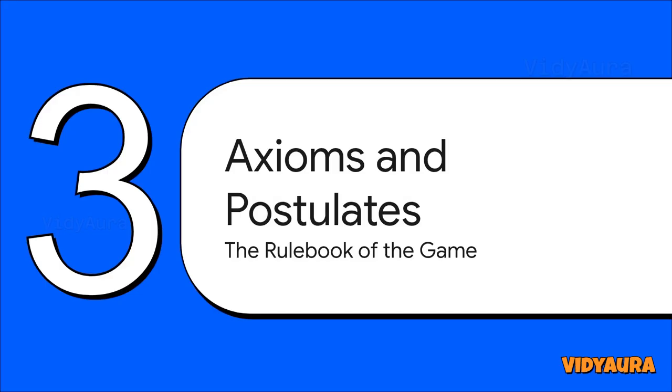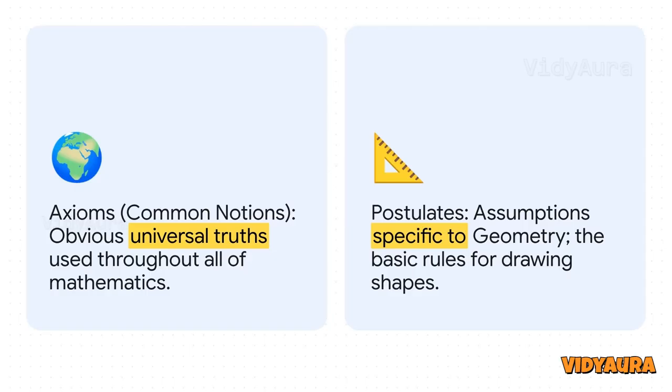All right, section 3, axioms and postulates. So, now we have our basic building blocks, right? Our atoms. But now we need some rules for how they can interact with each other. That's where Euclid's famous axioms and postulates come in. You can really think of them as the official rulebook for the game of geometry. Let's solve this together. Okay, so Euclid split his rulebook into two main types, axioms and postulates.